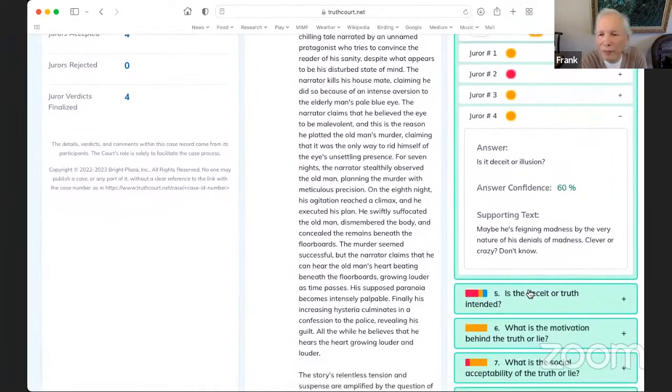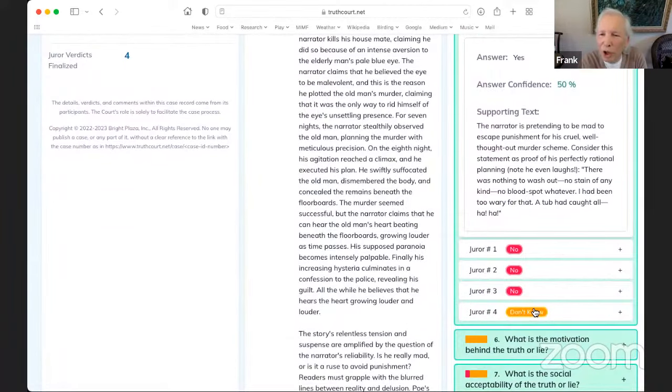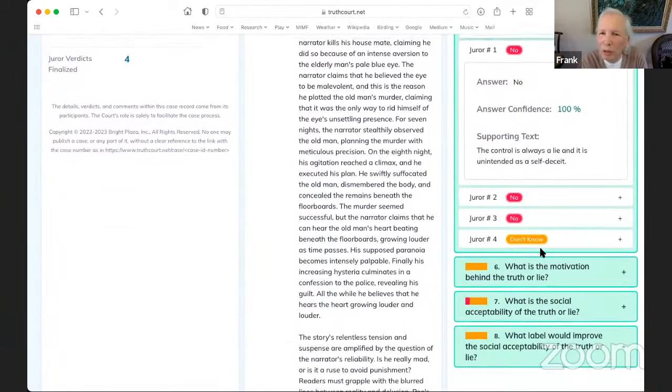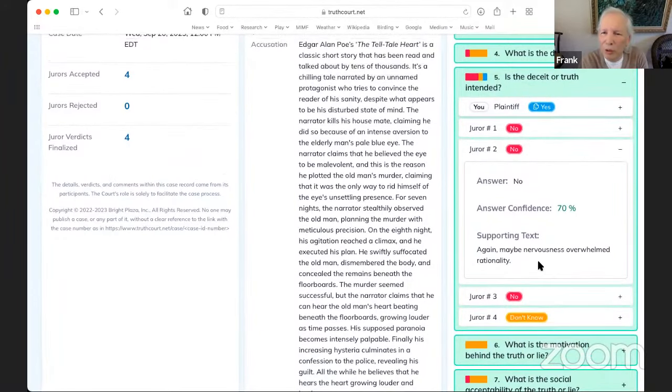That's fair enough. Is the deceit or truth intended? I say yes. Everybody says no or don't know. Juror number 1 says no. The control is always a lie and it is unintended as a self-deceit. Juror number 2 says no. Again, maybe the nervousness overwhelmed rationality.